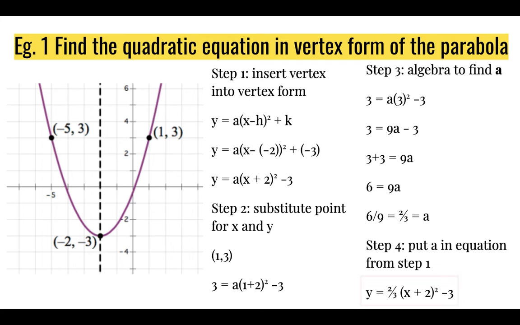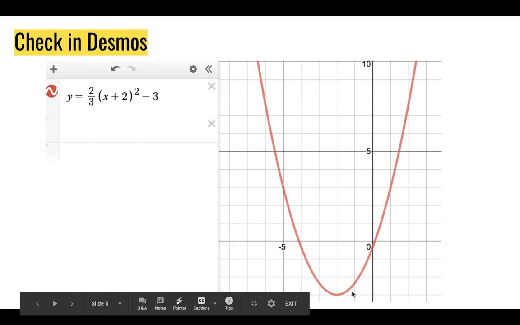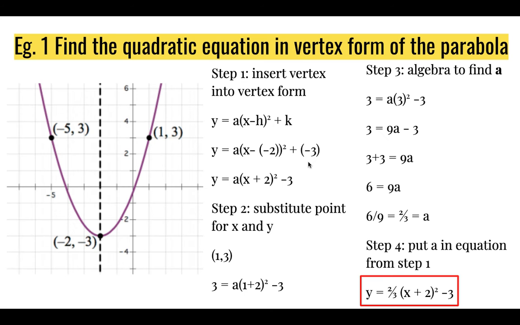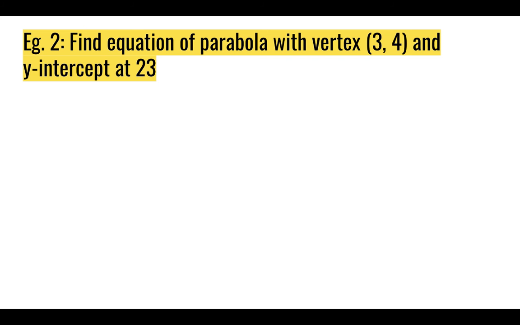Okay, so there's our final equation for this. And again, just like last time, if you throw it into Desmos, you can check your answer. So if we throw it into Desmos, we can see our vertex is (-2, -3), and it does go through the points that we had. So (1, 3) here, that's what we put in, and (-5, 3) was another point on this one, right? And it matches, so that's good. So remember, you can always use Desmos to check your answers.